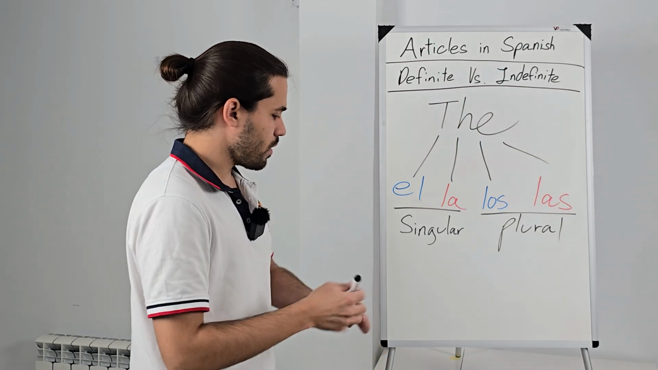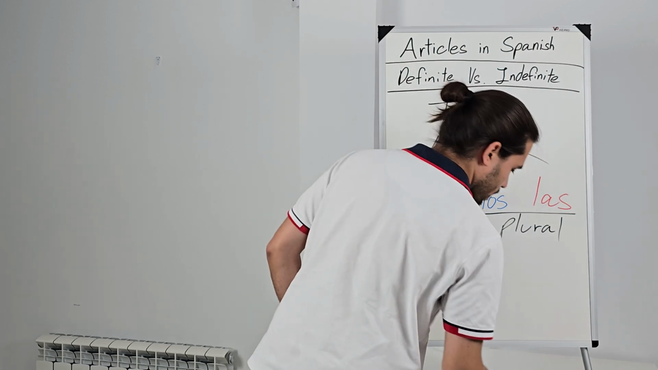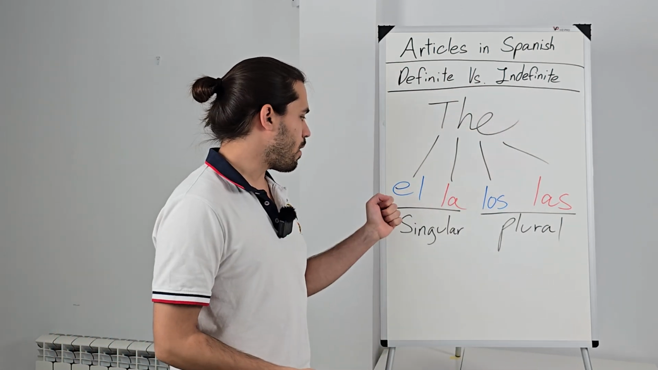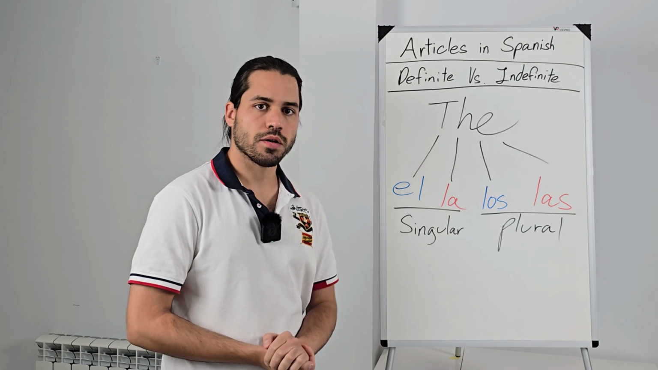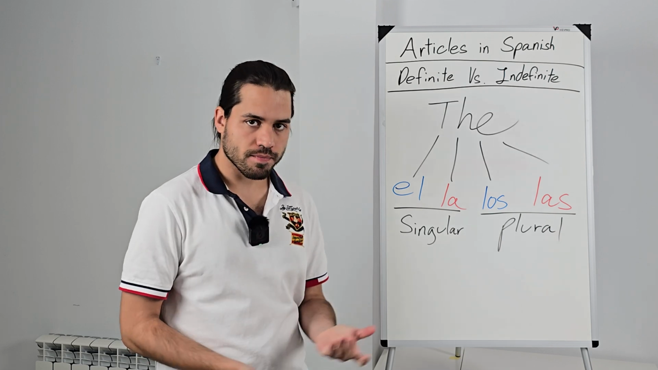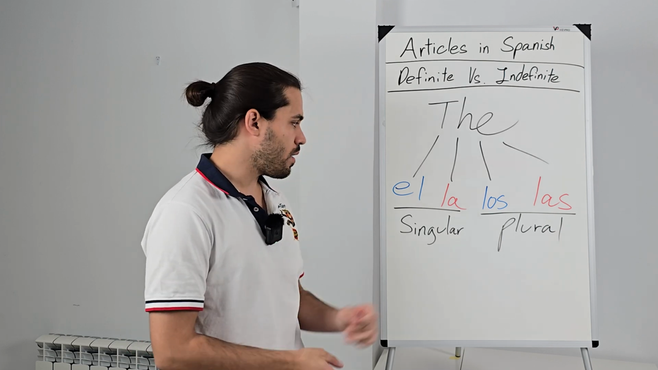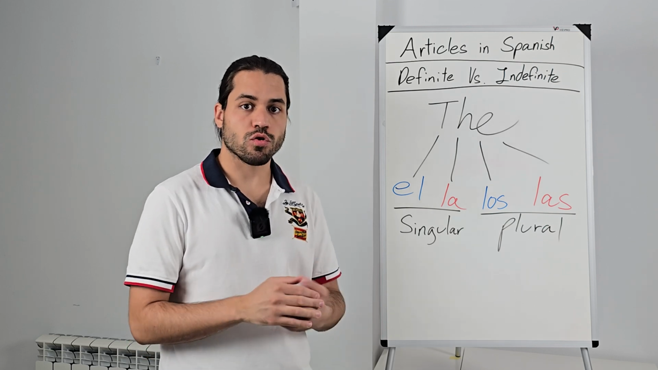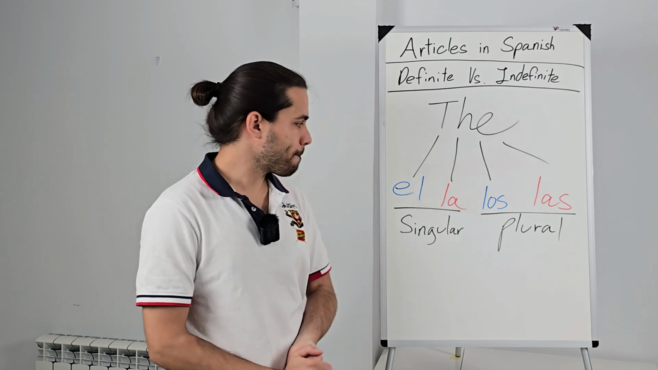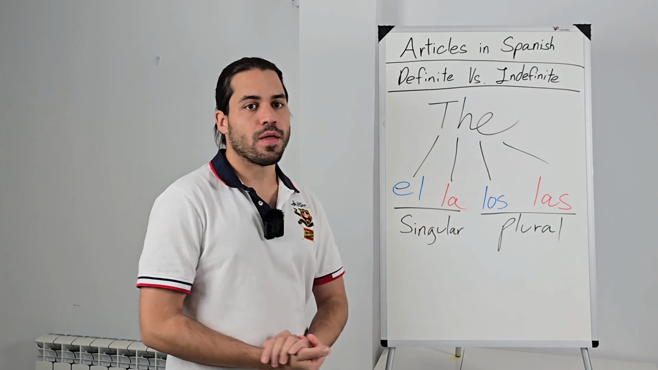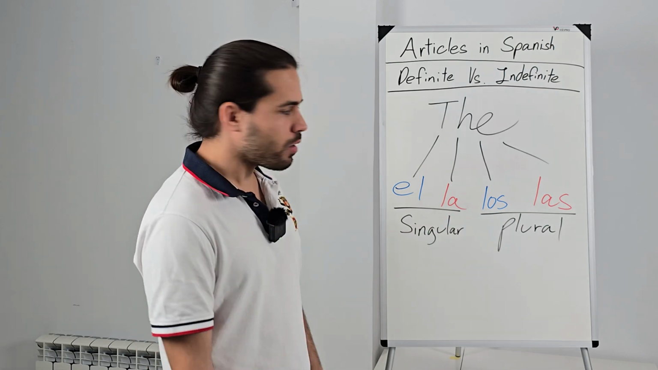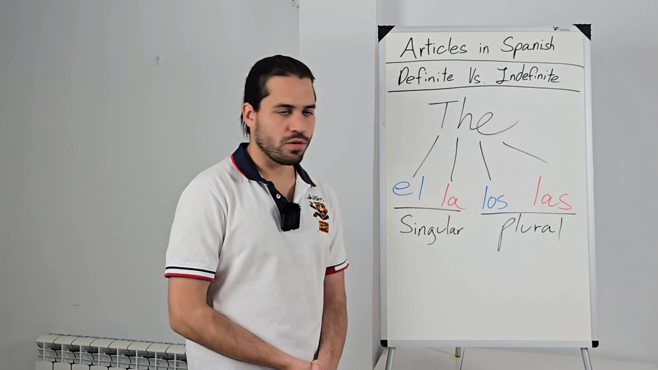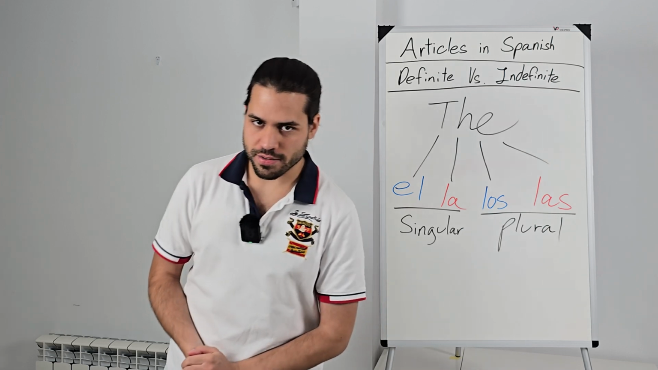Okay, so for example, like I said earlier, if we're talking about the car, singular, one car, it would be el coche, right? If we're talking about the singular feminine, let's go back to consola, la consola, right? If we're talking about the cars, plural, two or more cars, los coches. And if we're talking about two or more consoles, las consolas.